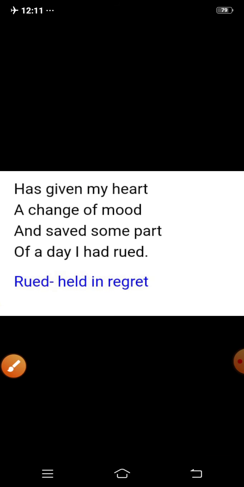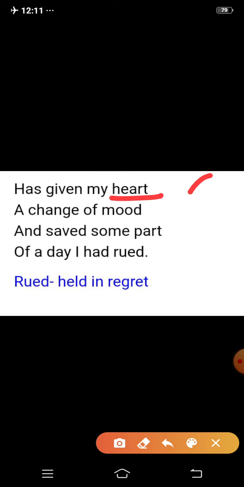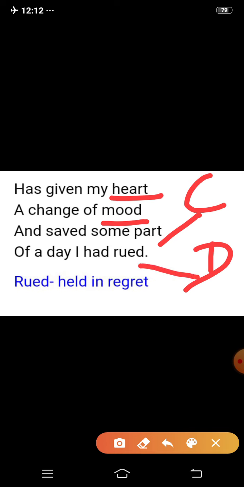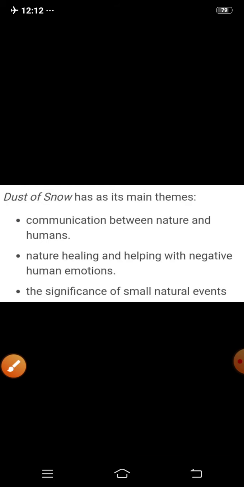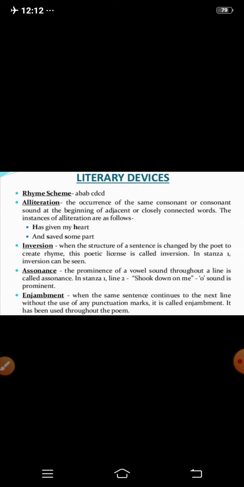It means the rhyming scheme of the first stanza will be ABAB. Now we move to the second stanza. The last word of the first line is heart. If we consider heart as C and mood as D, the last word of the third line, part, will also be C, and the last word of the fourth line, rued, will also be D. In this way, the rhyming pattern of this stanza will be CDCD, and the rhyming scheme of this poem will be ABAB and CDCD. The second poetic device is alliteration.